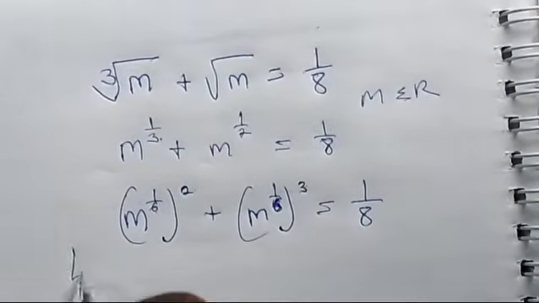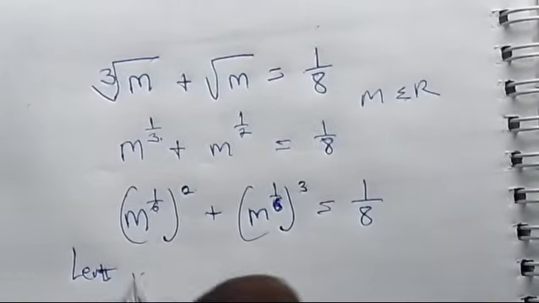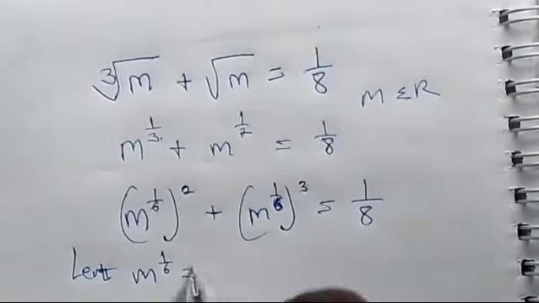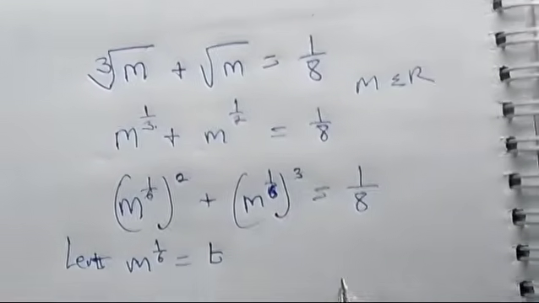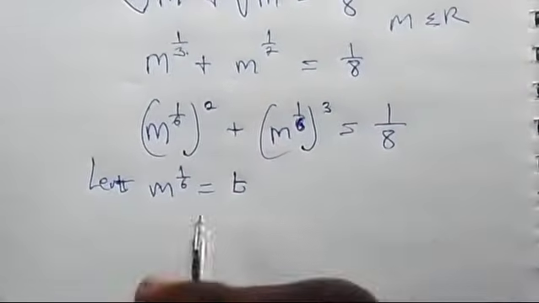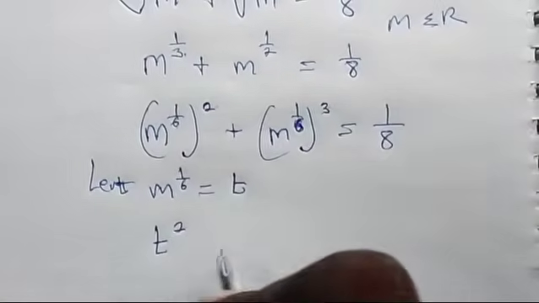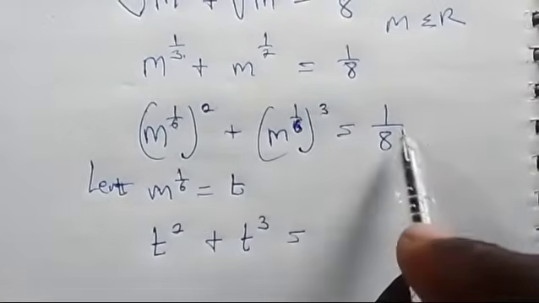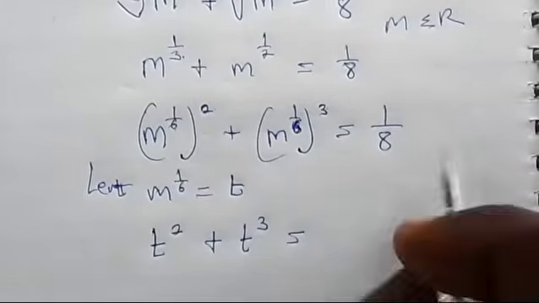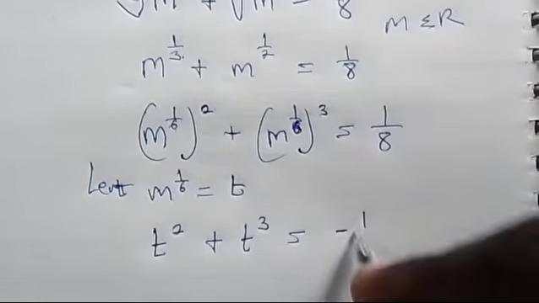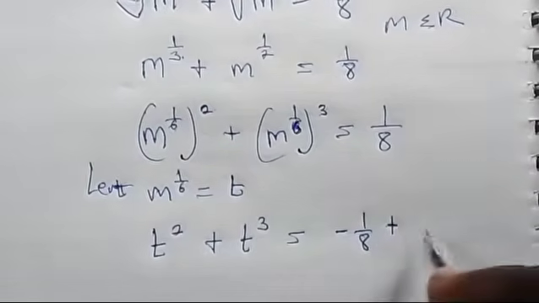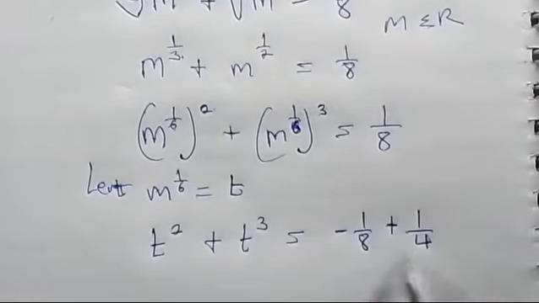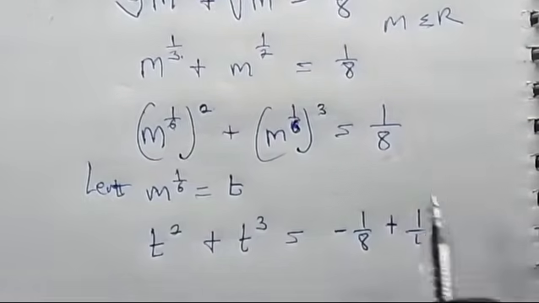Now, let m raised to the power of 1 over 6 equal t. When you substitute, we have t raised to the power of 2 plus t raised to the power of 3 is equal to 1 over 8. We can rewrite 1 over 8 as minus 1 over 8 plus 1 over 4. When you solve the fraction, you are still going to get this back.